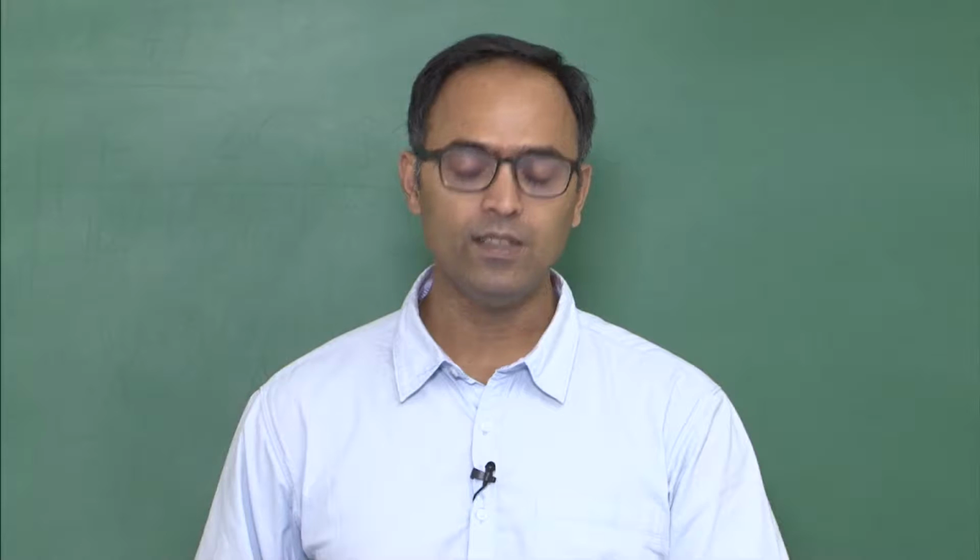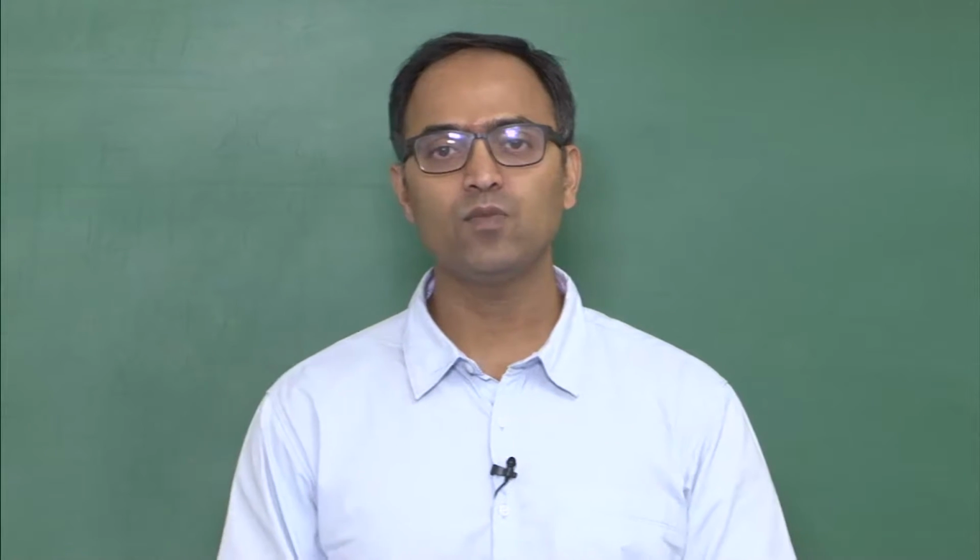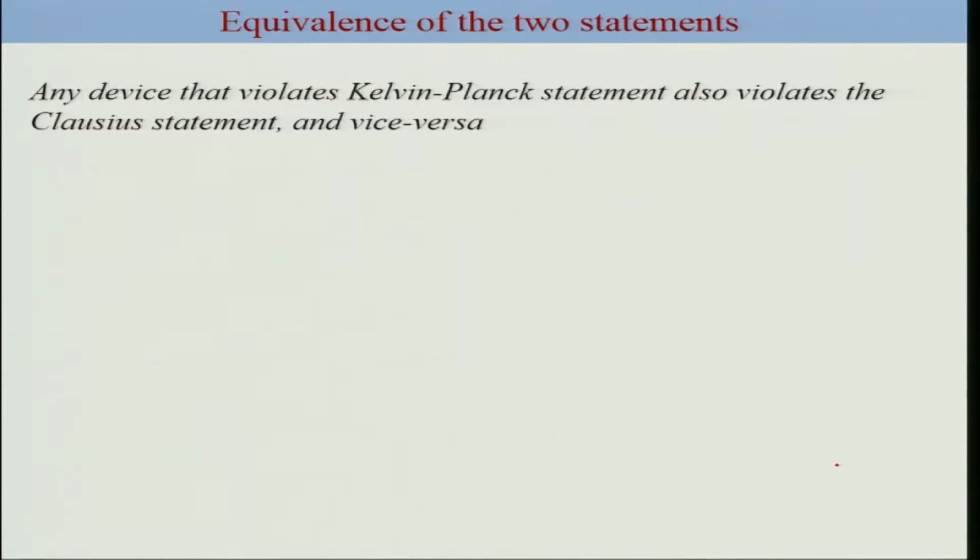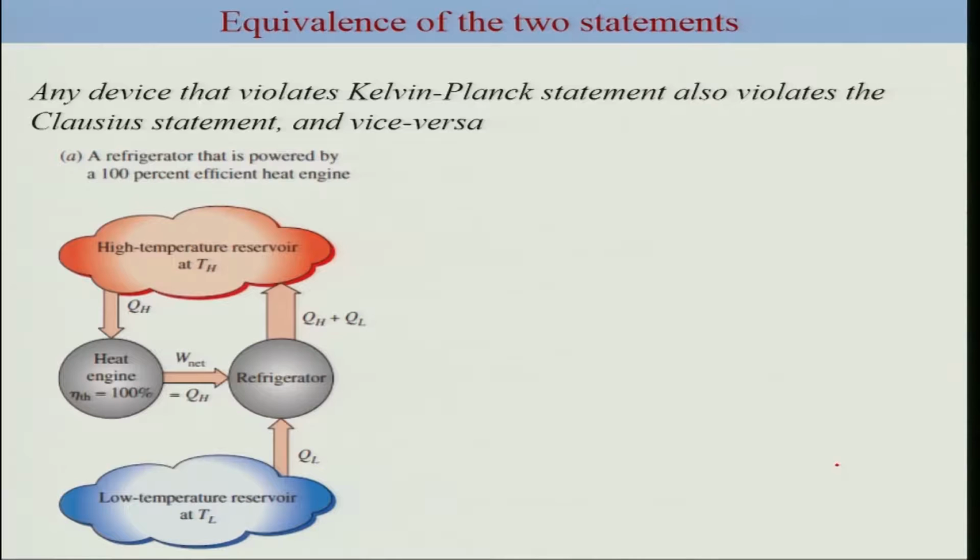Let me discuss the equivalence of the two statements. Both statements are equivalent, which means any device which violates the Kelvin-Planck statement will also violate the Clausius statement and vice versa. Let's consider a refrigerator that is powered by a 100% efficient heat engine. Essentially, this fictitious heat engine violates the second law of thermodynamics, but let us assume that such a heat engine exists. So you have a heat engine which converts heat completely to work, and this work is an input to the refrigerator which transfers heat from the low temperature to the high temperature. So this is now the overall device.